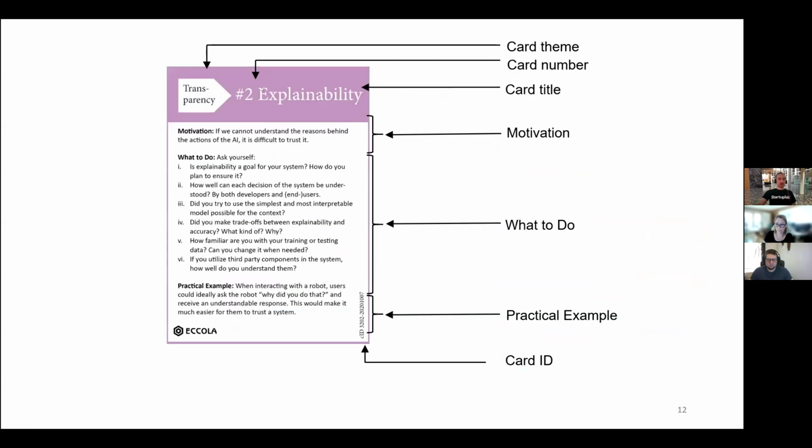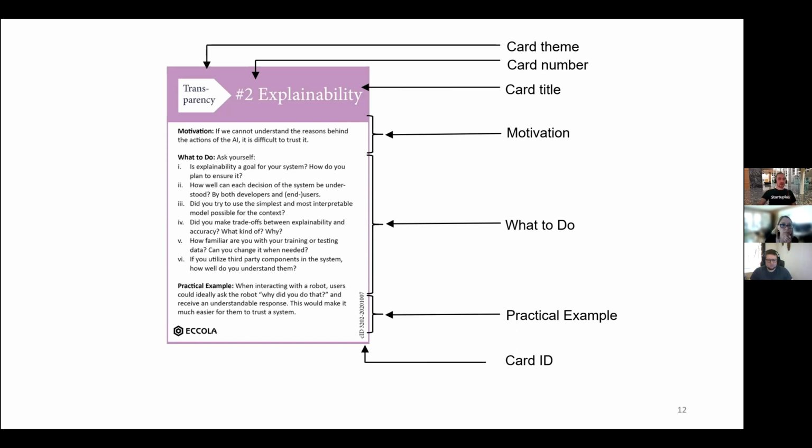Each of these cards is structured in the following way. You have a card theme, also represented with the same color on each card. You have a number to keep track and make it easy to document what you are addressing. You have a card title, something to give you some kind of heads up on what the card will be talking about. Then we have a motivation, because we have been developing this with practitioners in practice. So we want to have a really practical short motivation. Why should you consider this one?